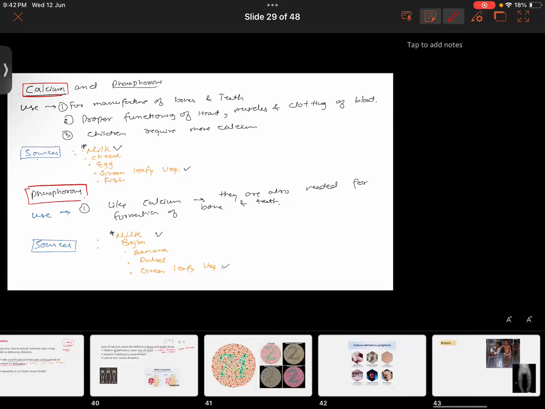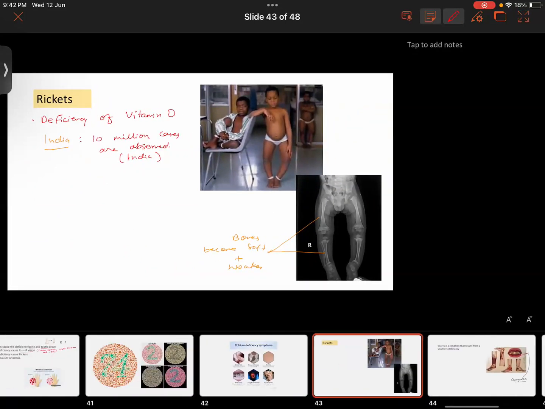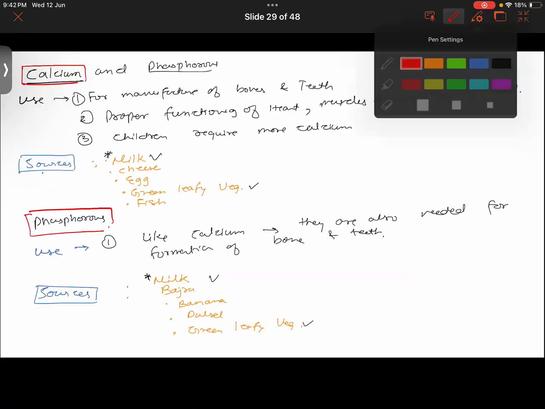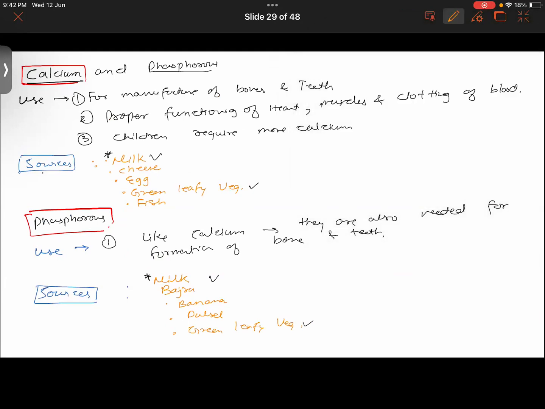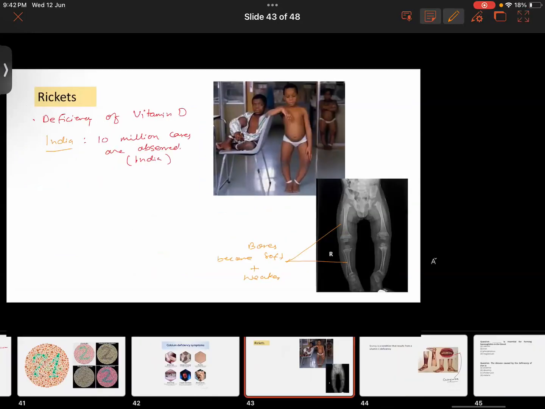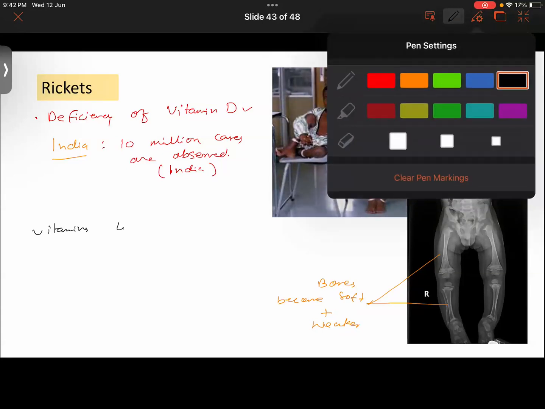Also we have learned one more thing: what was the role of calcium and phosphorus in the body? They are needed for the formation of bones and teeth. So for manufacturing of bones and teeth, they are also important. So three things are required for healthy bones, guys. You have vitamin D, and then calcium and phosphorus are also required. Another thing is the mineral.